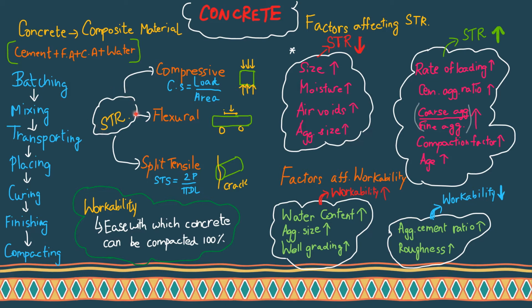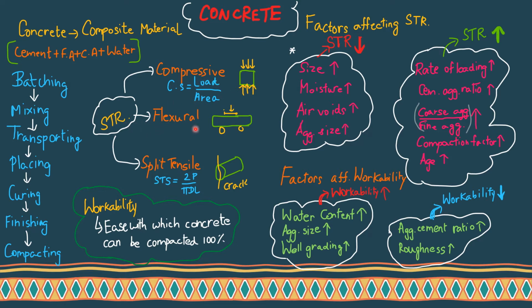And STR is nothing but the strength. So here we are going to deal with three basic strength properties, that is the compressive strength, flexure strength and split tensile strength. For compressive strength, we test it with the help of the cube, and under compression we get the strength. That is, compressive strength is equal to load applied by area.